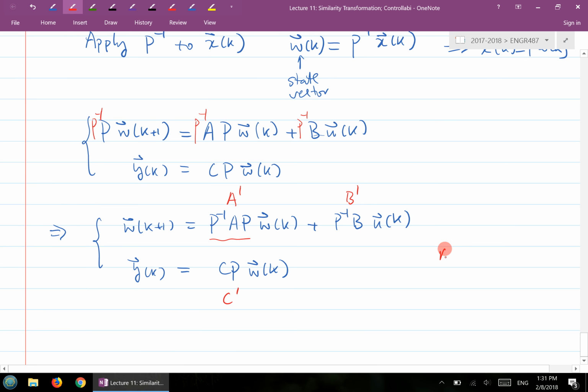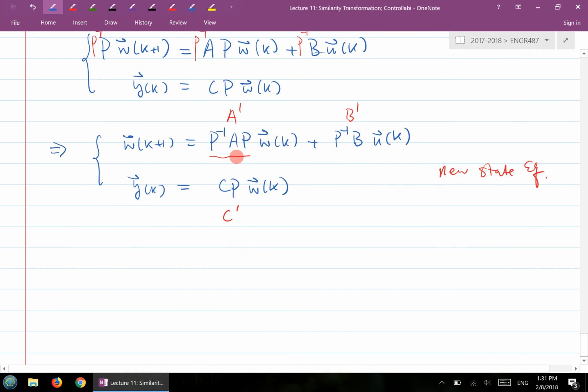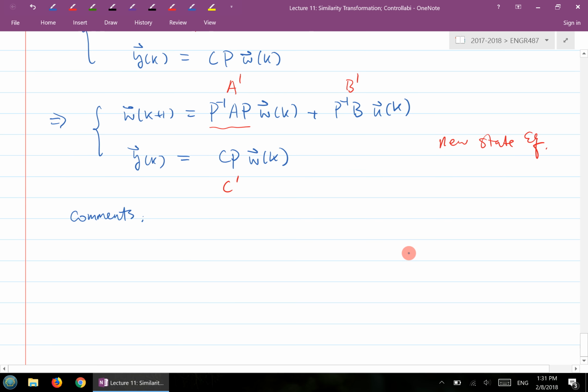So this is basically a new state equation. If you choose your P appropriately, then of course your A prime could be that diagonal matrix, right? And this essentially tells you that you can have infinite state models here. But what's the connection here? Just a few comments.